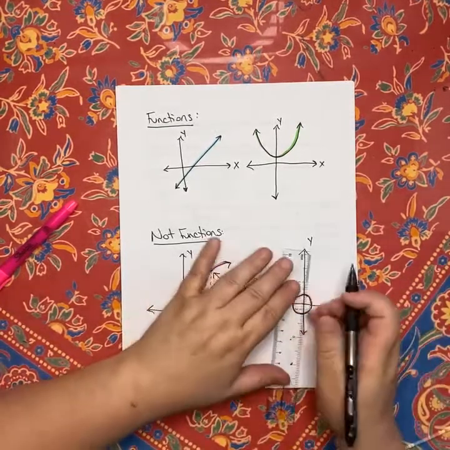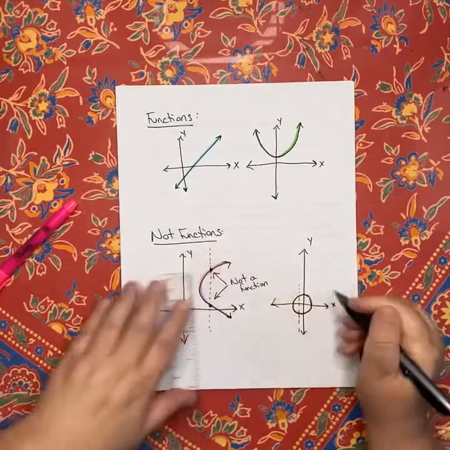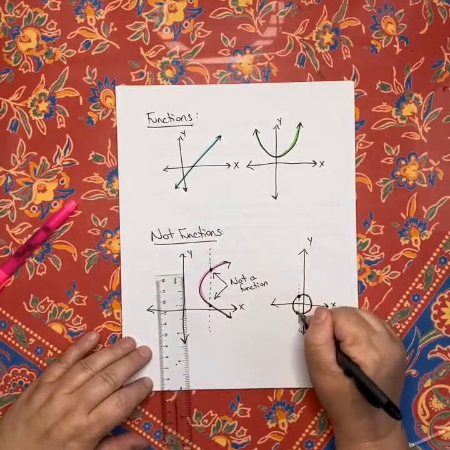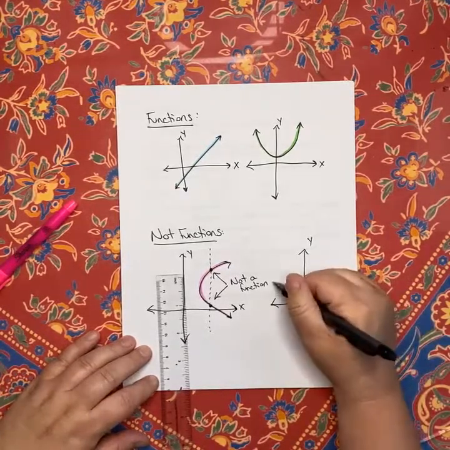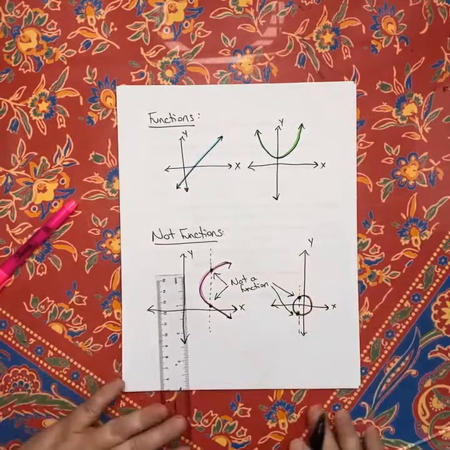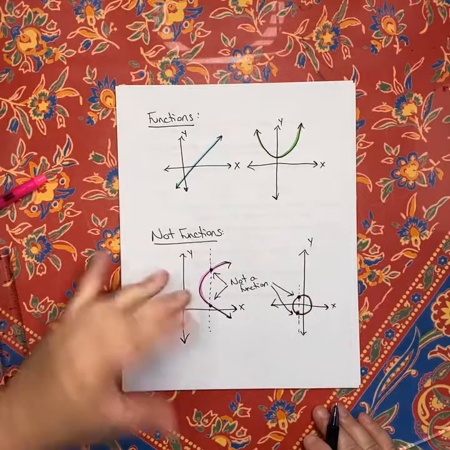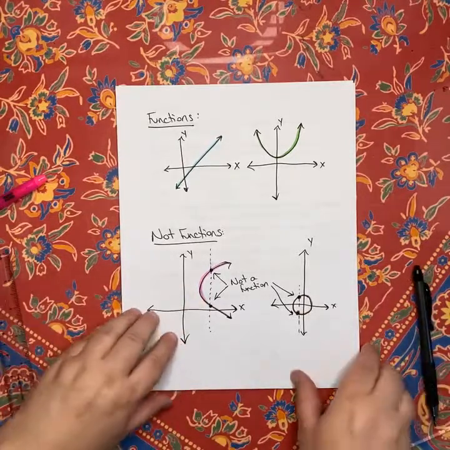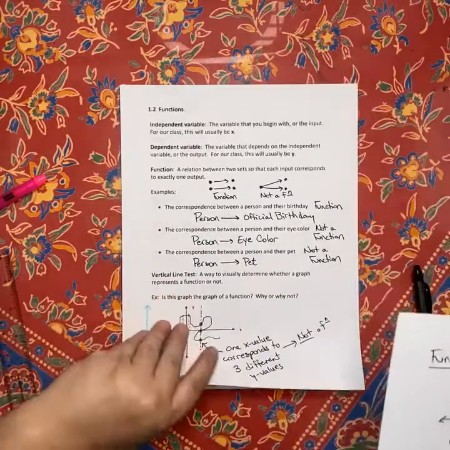However, it is hiding an evil truth. The evil truth is no matter how adorable it is, look at that, not a function. A vertical line goes through at two spots, okay? So anything that kind of folds in this direction, not a function. Okay, woohoo. So we got functions and not functions.